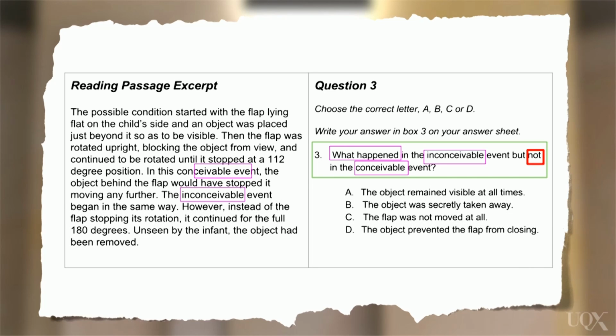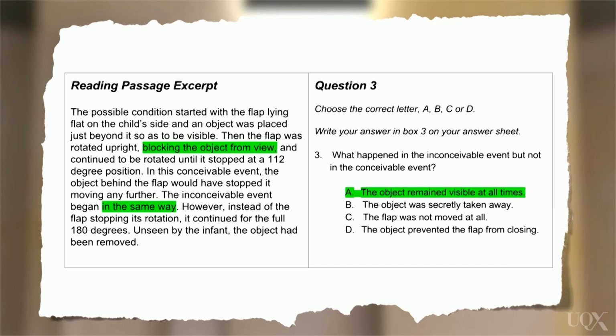I think B might be the answer. So now I'll go back to the text and check. You may need to read quite carefully at this point to make sure that you understand. Option B says that the object was secretly taken away. Let's check the text to see if it says something similar. And yes, it says here that the object had been removed. That is a paraphrase of taken away. And it also says that this was unseen by the infant. So that has a similar meaning to secretly. So B is the answer.